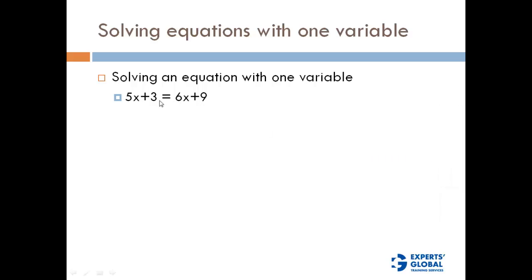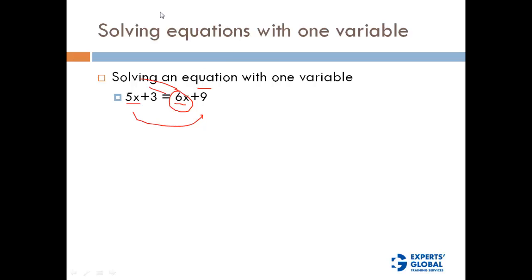As you will see here, we have two variable terms, 5x and 6x. We have two constants, 3 and 9, right? So we'll try to get all the constants on the right hand side and all the variables on the left hand side. Let's say I'll get this 6x from here to here. You can also try to get this 5x from here to here. That is also fine. Ultimately you will get the same value. So I'm going to show you both the ways.